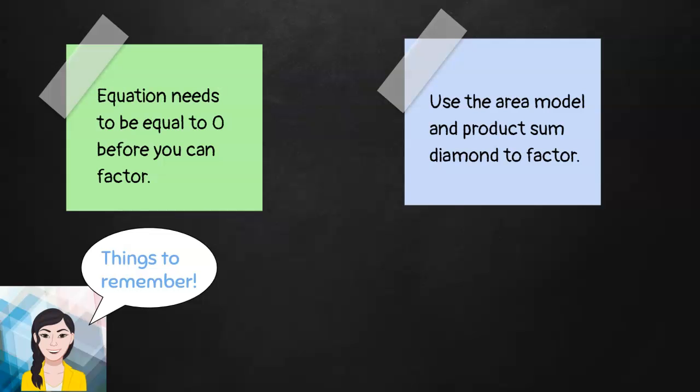So some things to remember. Remember that your equation needs to be equal to 0 before you can factor, and then you can use the area model and the product sum diamond to help you to factor that quadratic.